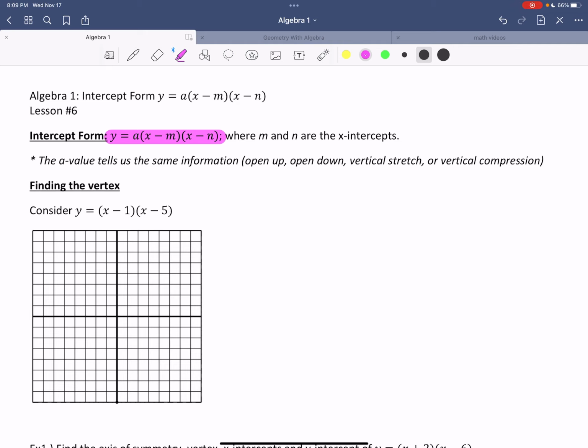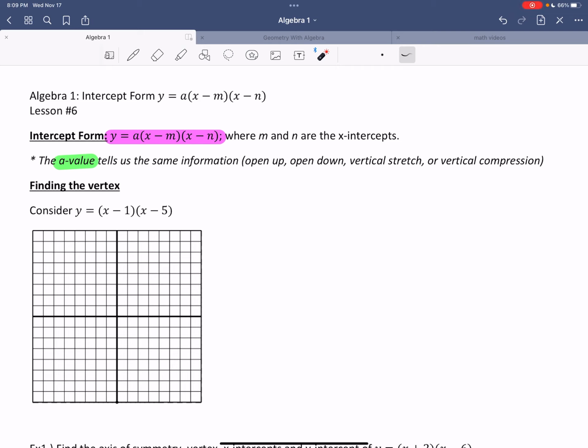It's also important to note here that the a value tells us the same information, and that's whether the parabola opens up, whether the parabola opens down, whether it's a vertical stretch or a vertical compression. The purpose of this video is not to go through the effects of a and how to identify what these are. So if this stuff looks kind of foreign to you, you're not really sure what I'm talking about on that, you definitely would want to find a different video. But like I said, the a value tells us the same information. We'll go through some of these in the sample problems that we do together today.